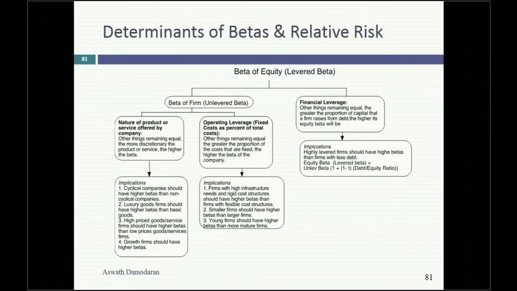Any questions about the determinants of betas? Notice what's not on this page. How good your management is doesn't affect the beta. Why not? I've heard this from deep value investors: that if you invest in a well-managed firm, it's less risky than if you invest in a badly managed firm. So let's throw that at you. Give me your counter. Why isn't that true?